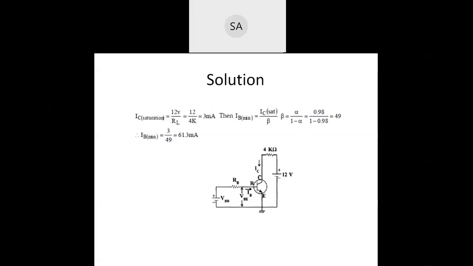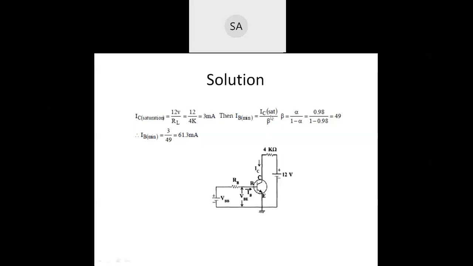Here the answer is the minimum base current. We have the equation beta is equal to output current by input current, that is IC by IB. Now we have got the IC value, so we have to find out the IB value. Replacing, beta is equal to IC by IB becomes IB is equal to IC by beta.